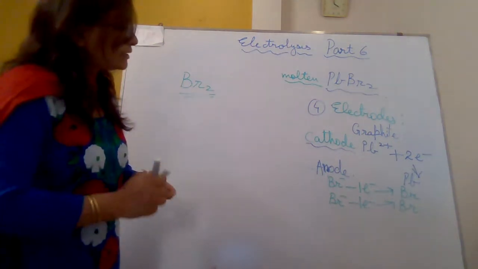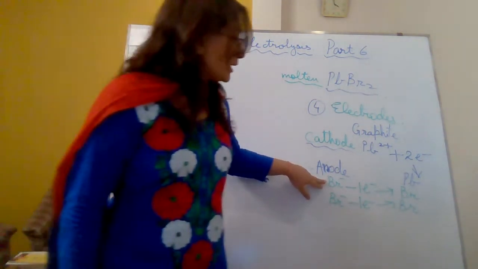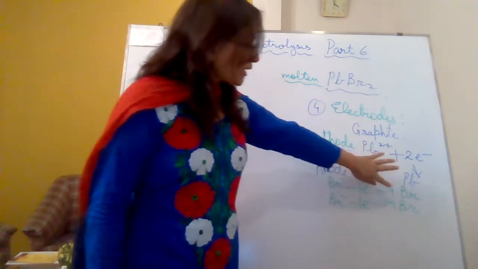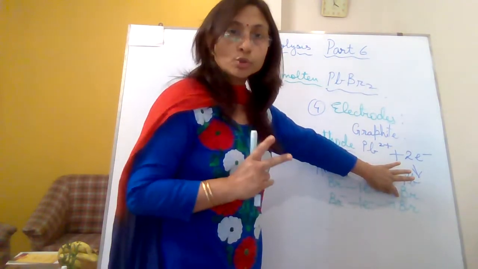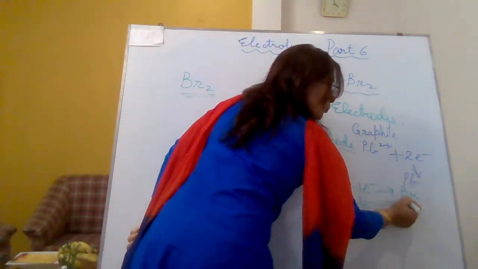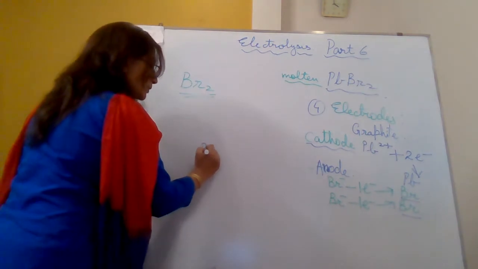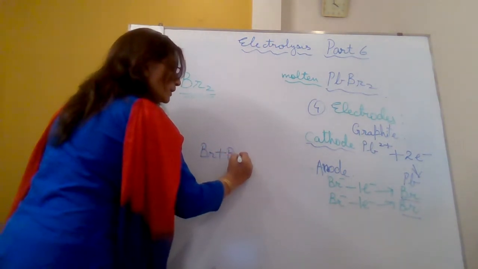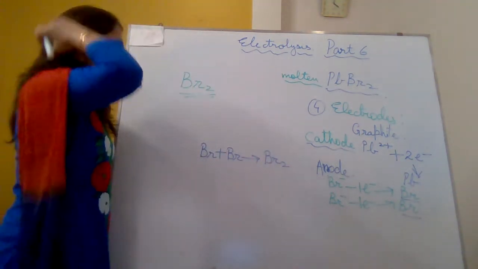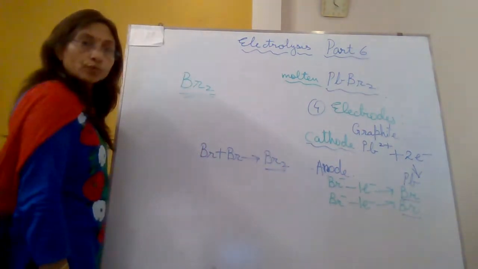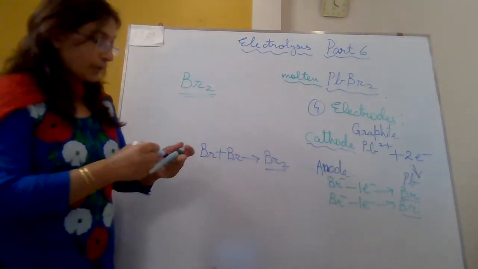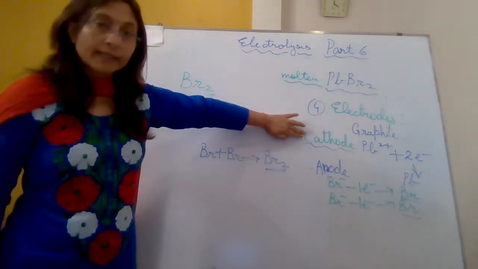So here you can see one bromide ion produced one bromine atom, and another bromide ion produced one more bromine atom. Now we have got 2 bromine atoms. Now what will happen? Now this bromine atom and the other bromine atom, Br plus Br, will give you Br2. Okay? So here at the anode you will be getting bromine gas. I am repeating it. At the cathode, cations will deposit.